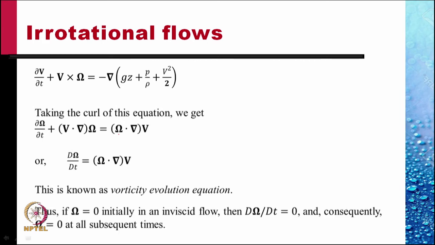If omega is 0 initially in an inviscid flow, then D omega by Dt is equal to 0. D omega by Dt equal to 0 means that the substantive derivative of omega is 0. And since omega was 0 to begin with, the value of omega is 0 at all subsequent times. That is, an irrotational flow remains irrotational at all subsequent times.